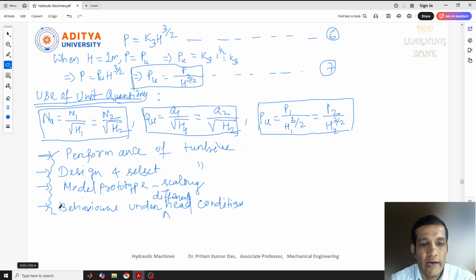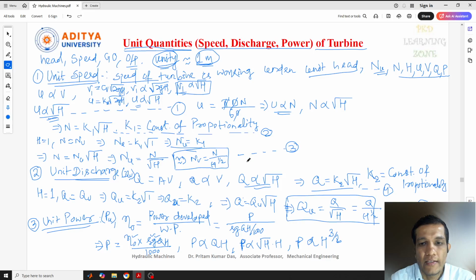Also I told you in the starting why unit quantities are required to be studied specifically for the turbine case. I hope you understand this derivation and theory part, the unit quantities of a turbine in terms of speed, discharge and power. We need to remember that we consider only unit head, or unity.